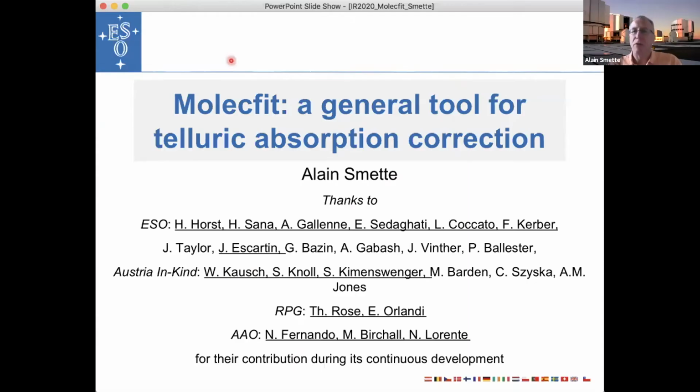So thank you to all the organizers for inviting me to describe Molecfit, which I hope that I can convince you is a quite general tool to correct for telluric absorption lines. A number of people have contributed to its still continuing development, and I would like to take the opportunity here to thank them all.